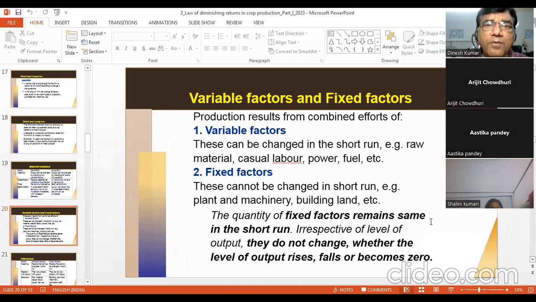Now, we go to the variable factors and fixed factors. Just now you have seen short run and long run. Now see variable factors and fixed factors. So variable factors can be changed in short run. Just now you have seen raw material, casual labor, power, fuel, you can increase or decrease. Fixed factors cannot be changed in short run. They can be changed only in long run: plant and machinery, building, land, etc. The quantity of fixed factors remains the same in the short run, irrespective of level of output. They do not change whether the level of output rises, falls, or becomes zero. So fixed factors can be changed only in long run, where they will become variable factors.